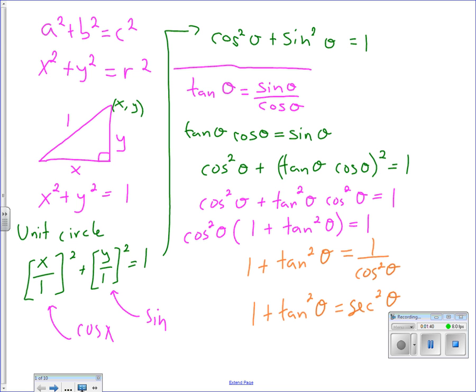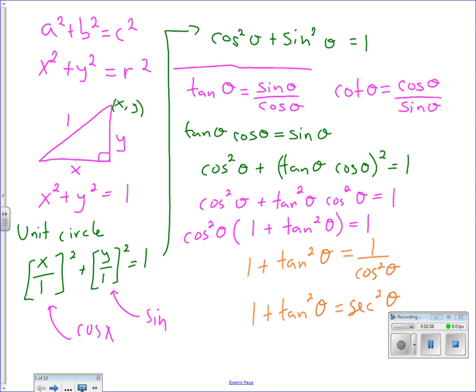They're called quotient identities, like tan theta equals sine theta divided by cosine theta. That's a quotient. Another quotient identity would be cotan theta, the reciprocal of that, cosine theta over sine theta. And then even the definition of cosecant and secant are reciprocal trigonometric identities as well.